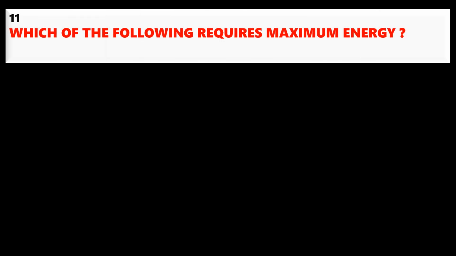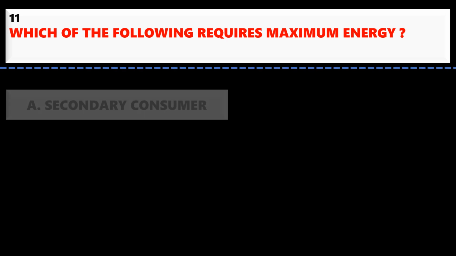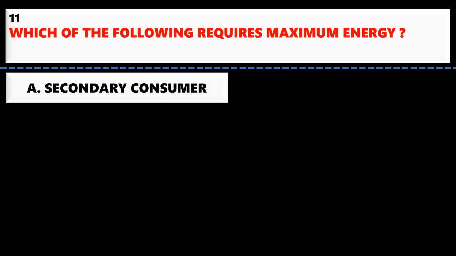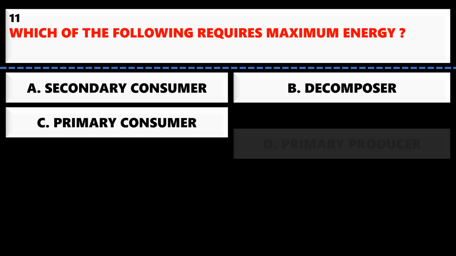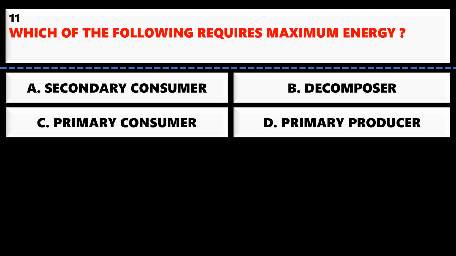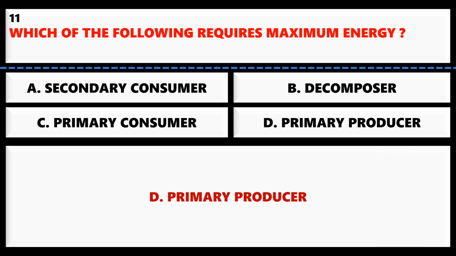Question number 11. Which of the following requires maximum energy? And the options are secondary consumer, decomposer, primary consumer, and the last option is primary producer. And the right answer is primary producer requires maximum energy.